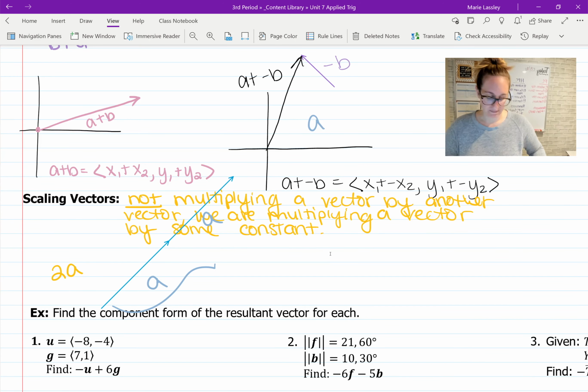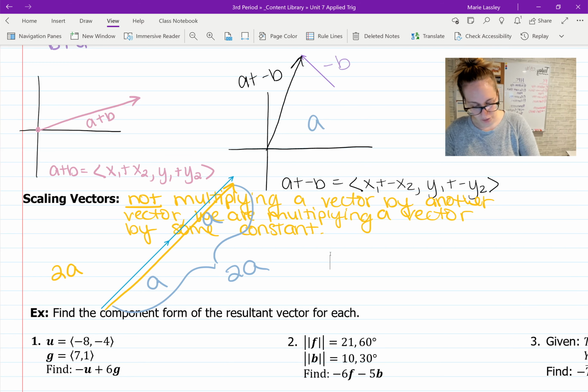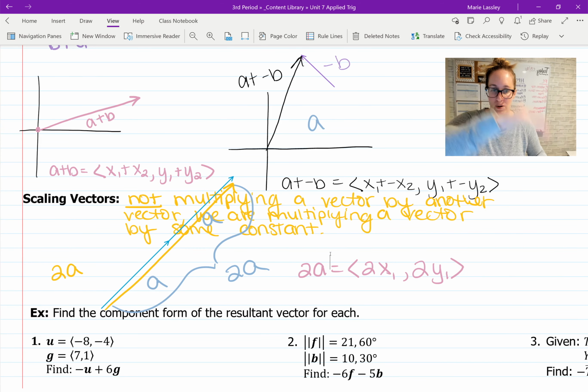You could even say this vector is 2A, because it is the length of 2 A's. That's really all it is. So that's scaling a vector. In notation, 2 times A would equal 2 times x1, comma, 2 times y1. You just multiply both the x and the y by some constant number. In this case, it was a 2.